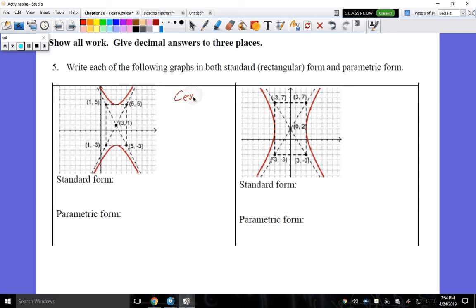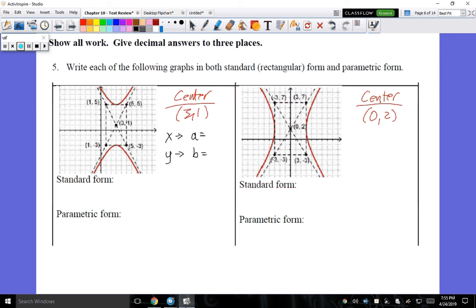My center for this first one is 3, 1. Okay, the center over here is 0, 2. Okay, now we're going to come over here and we're going to try to identify what are our A values and what are our B values. Okay, so we do have to remember that A is affiliated with X. Okay, so we want to know what A equals, and Y is affiliated with B.